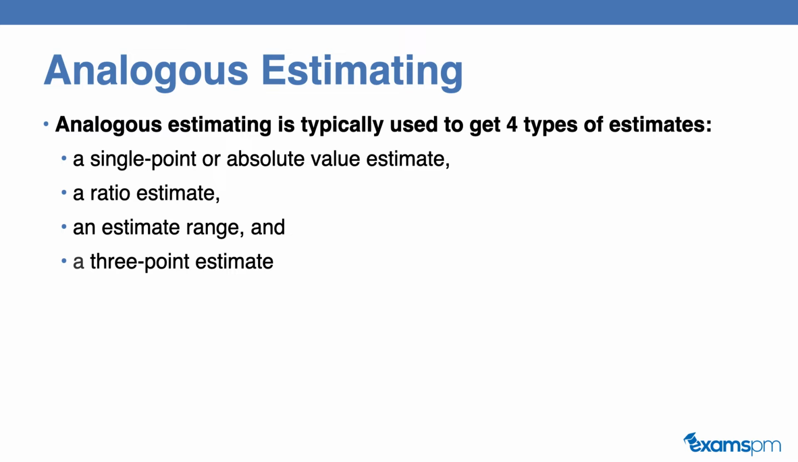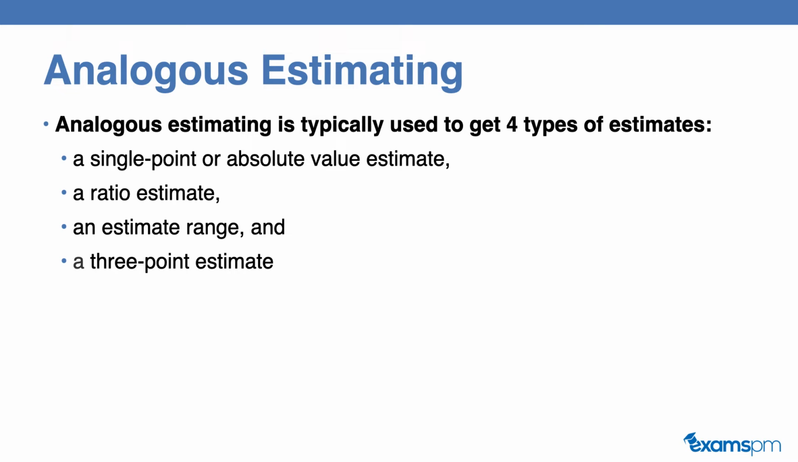So analogous estimation is typically used to get 4 types of estimates. You could get a single absolute value for a cost or a duration. You could also get a ratio estimate. You could get a range, and it could also help you come up with the 3-point estimate.